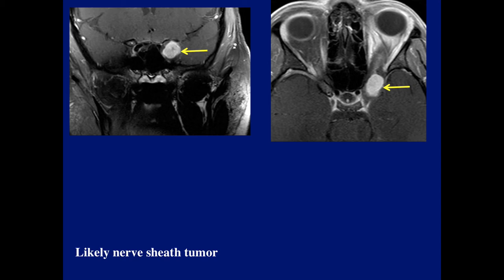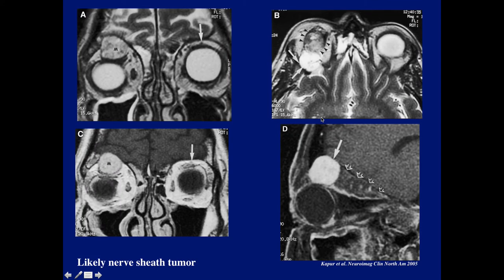This patient has been followed for at least 5 years. It's had multiple MRs and has not changed in size. So we have to presume that this is a nerve sheath tumor involving the frontal nerve and an extended portion of it.